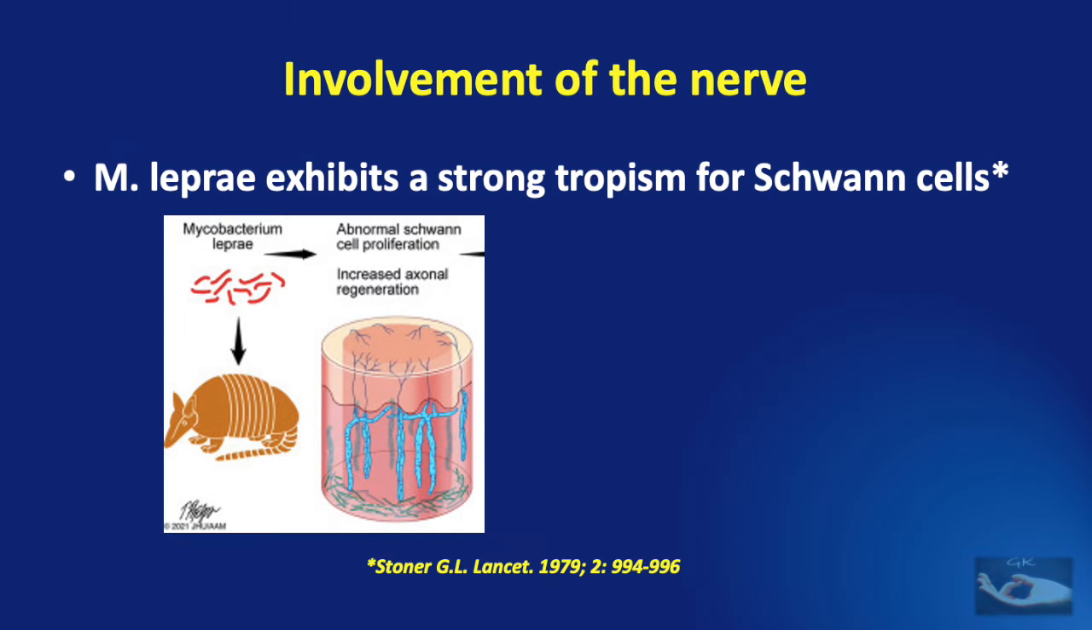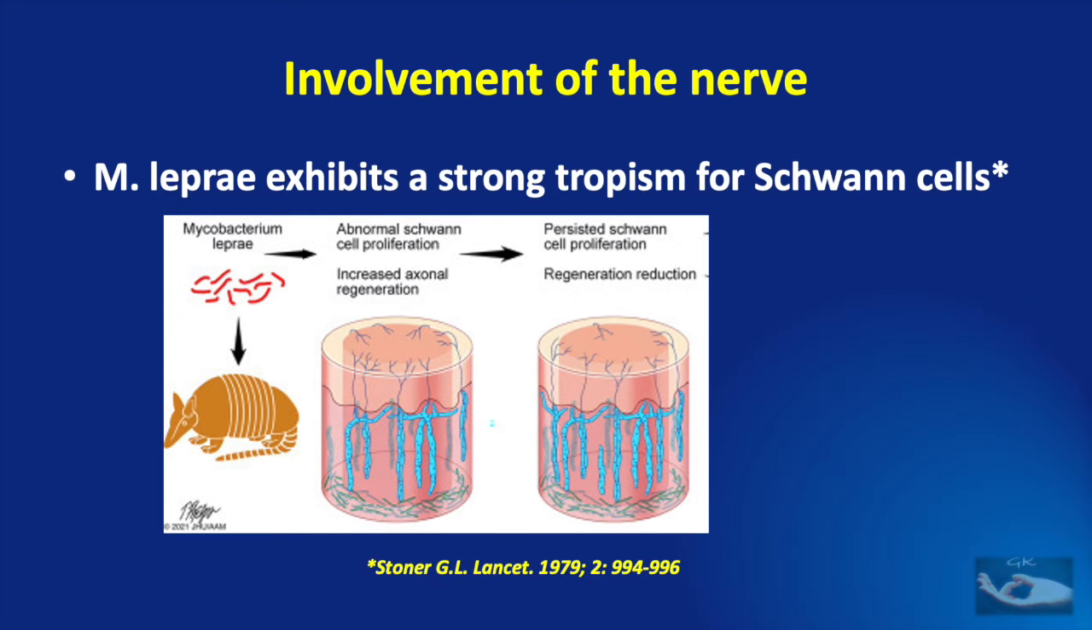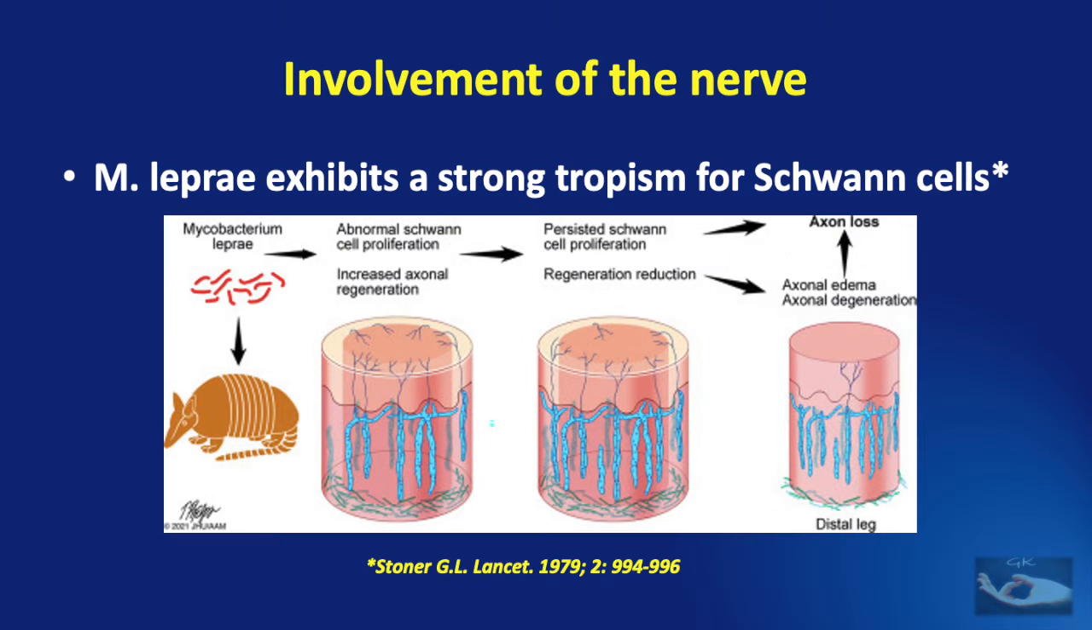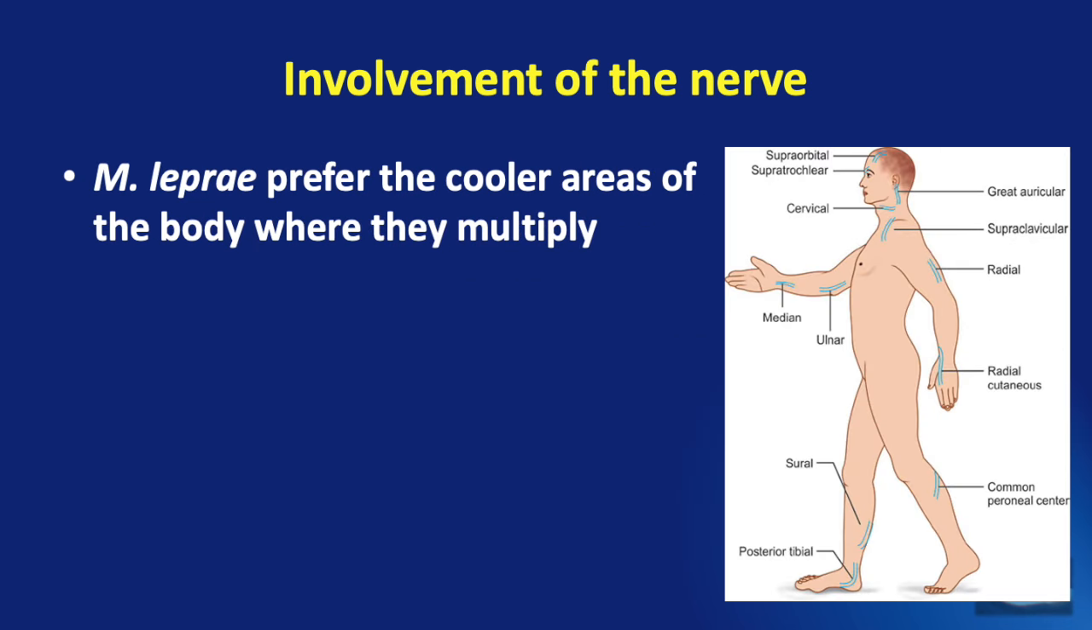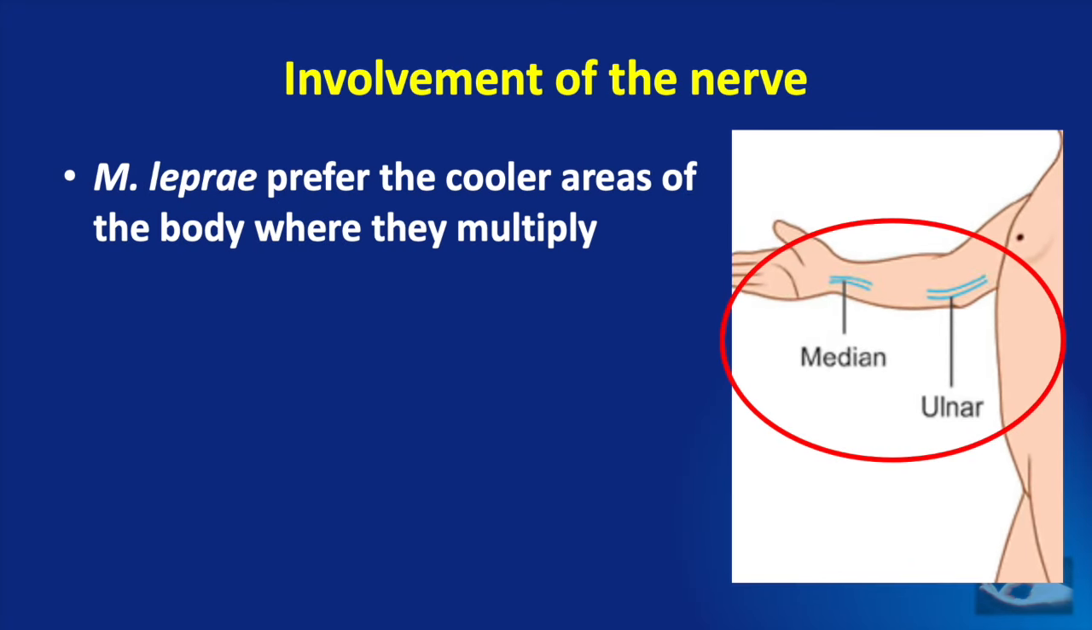The Mycobacterium leprae causes abnormal Schwann cell proliferation, and in the beginning it causes increased axonal regeneration. As Schwann cell proliferation persists, it leads to reduction in the regeneration of the axons. Finally, axonal degeneration and axonal edema results in axon loss. It is important to note that Mycobacterium leprae prefer the cooler areas of the body where they can multiply very easily. This will explain why the ulnar nerve, which is almost subcutaneous at the level of the elbow, and the median nerve, which is quite superficial at the level of the volar aspect of the wrist, are commonly affected.